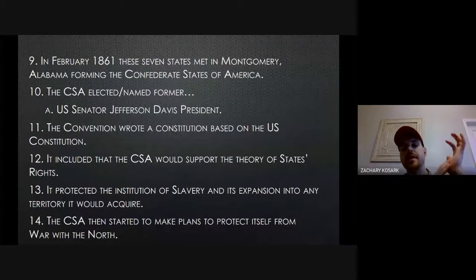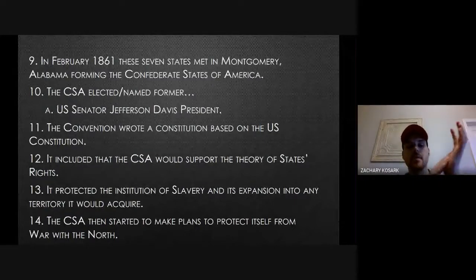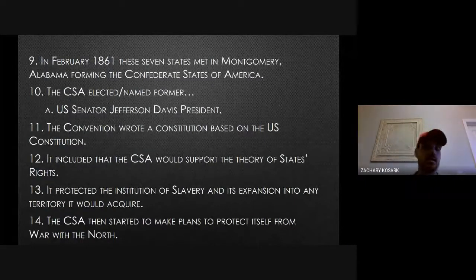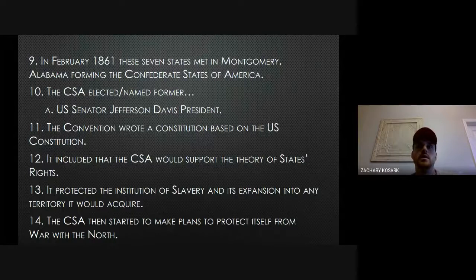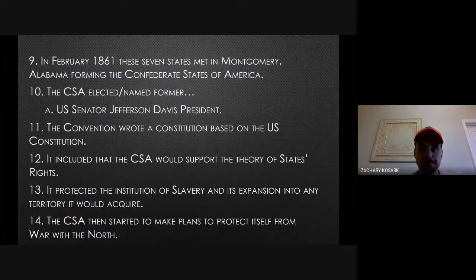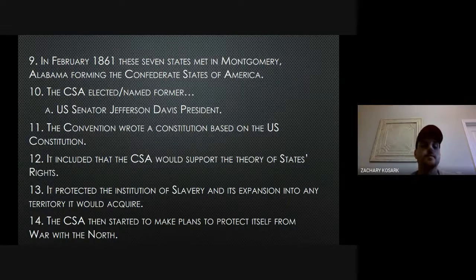The convention that meets in Montgomery, Alabama, also writes a constitution. It's based on the U.S. Constitution. It included that the Confederate States of America would support the theory of states' rights. So going back to the fact that if a state decides that a federal law isn't going to work for them, then they can get rid of it. It protected the institution of slavery. Obviously, that's a big thing for the CSA. They want to expand it, they want to protect it, and they don't want to get rid of it.